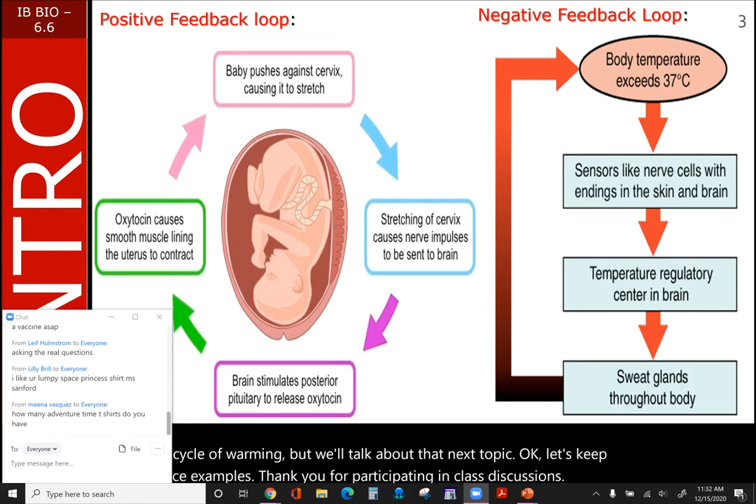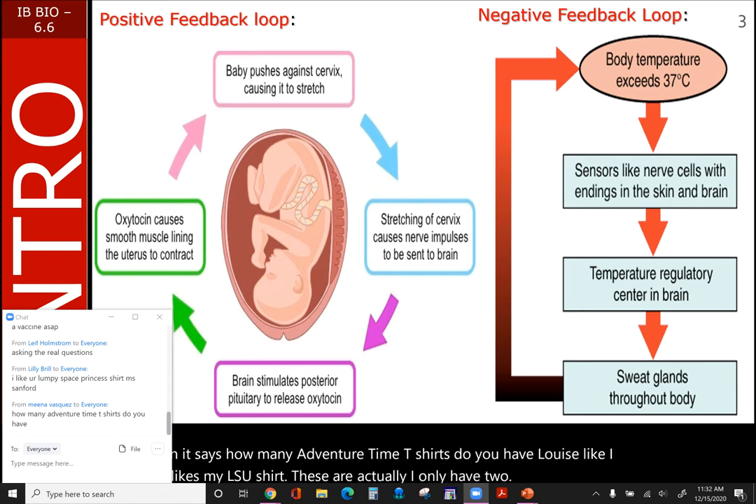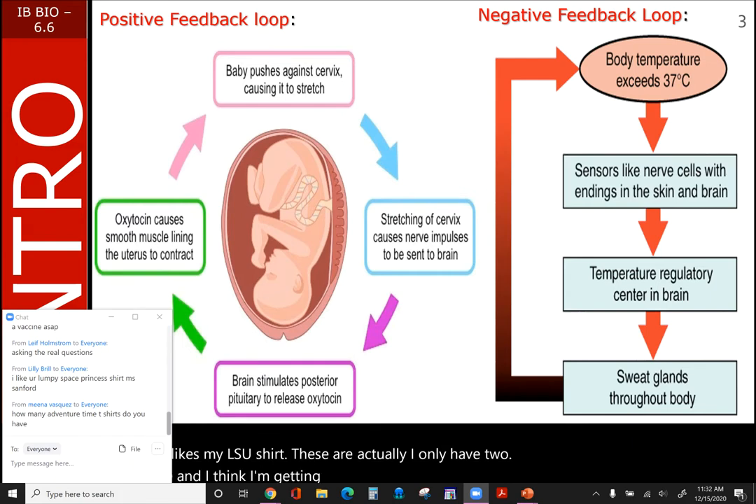And then Mina says, how many Adventure Time t-shirts do you have? Lily likes my LSP shirt. I only have two. This one, and I think I'm getting more for Christmas though. Baby Finn is, I think, still my favorite. This is like my cranky shirt that my family makes me wear if I'm cranky. I'm not cranky right now though, so you're fine. Okay.